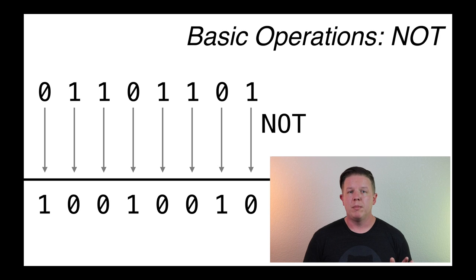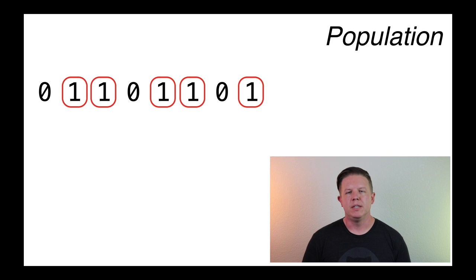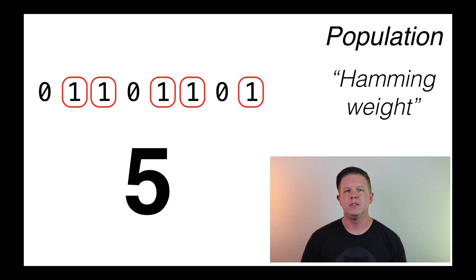So when we talk about population, all that means is how many positive values are in the bit array. In this case, five. There are five ones in this bit array, and that is the population. You will sometimes see this referred to as the Hamming weight, which is essentially the same thing when we're talking about a binary array. The Hamming weight is actually the number of symbols in the representation that are non-zero, but when we're talking about a bit array, it's the same thing as the number of things that are one.